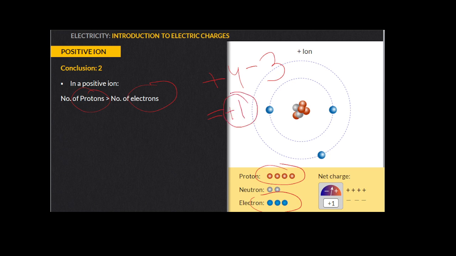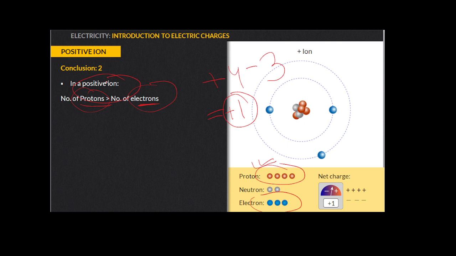So this atom has more positive particles, that is, more positive charge. So we can see that the number of protons is greater than the number of electrons. Since it has more positive charge, we call this type of atom a positive ion.